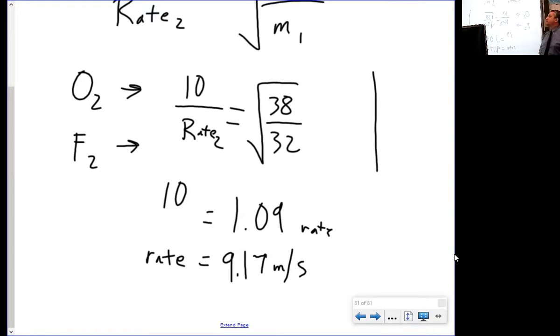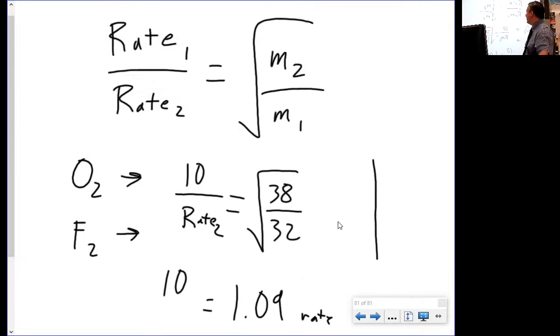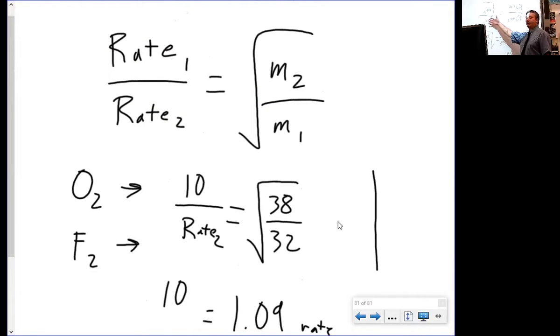So all you have to do is just plug things into this formula. For Graham's law, you can find an unknown by finding its mass. You can find how fast something is compared to something else with your rate fraction. Just make sure that you keep whatever this is with this mass and whatever this is with that mass. Okay? Next thing we're going to do is ideal gas law.